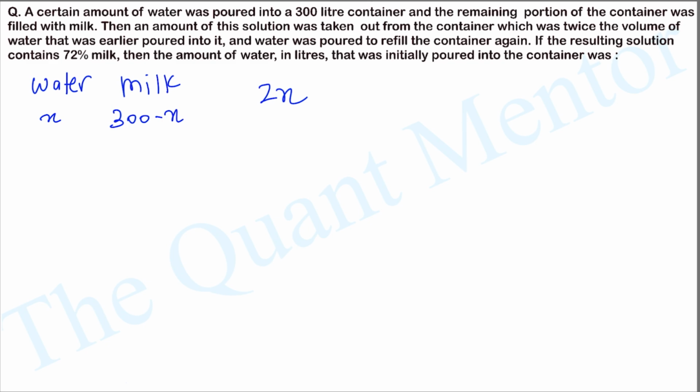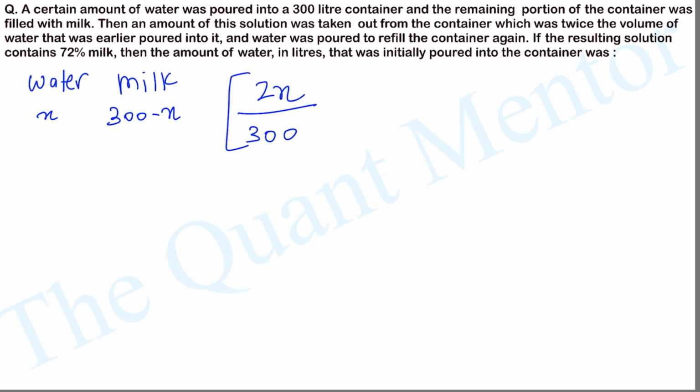Now we have studied this in the concept of dilution or wine left formula. Whatever is the fraction of solution removed, the components of the solution are removed in that same fraction. So here the solution removed is 2x out of total 300 liters. So both water and milk will be removed in the same proportion. We can observe that 2x upon 300th portion of both water and milk would be removed.